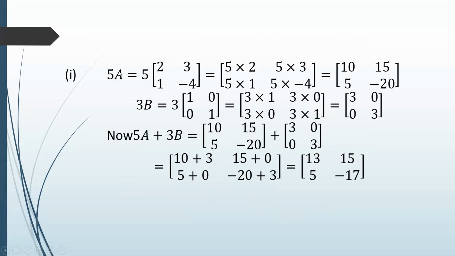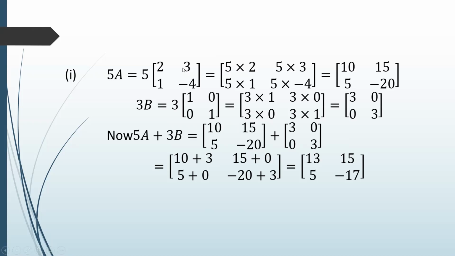Now we go for the last one, where we have to find 5A plus 3B. First we find 5A, where A is 2, 3, 1, minus 4. We multiply each element of A by 5 and we get 5 multiplied by 2, 5 multiplied by 3, 5 multiplied by 1, 5 multiplied by minus 4. Then we get 10, 15, 5, minus 20. Now we find 3B, so we multiply matrix B by 3, then we get 3, 0, 0.